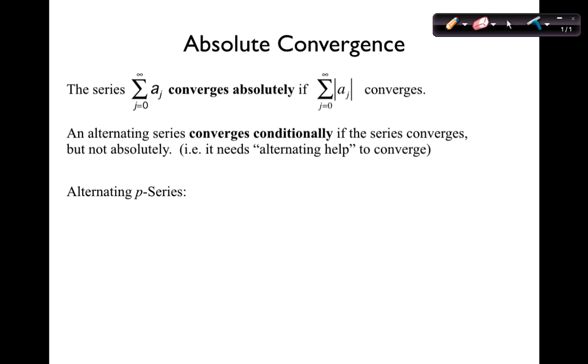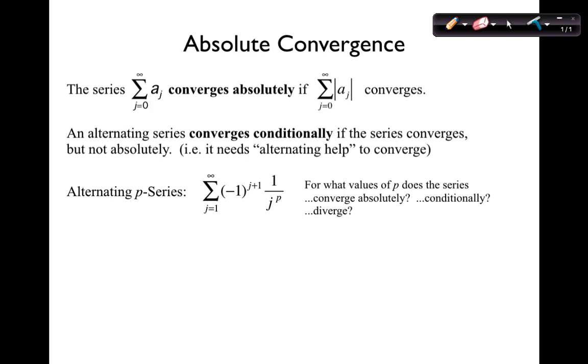All right, so let's look at some alternating p-series to talk about this. So this would be the alternating p-series: minus 1 to the j plus 1, or j minus 1, doesn't matter, 1 over j to the p, right? For what values of p does the series converge absolutely, conditionally, or diverge?